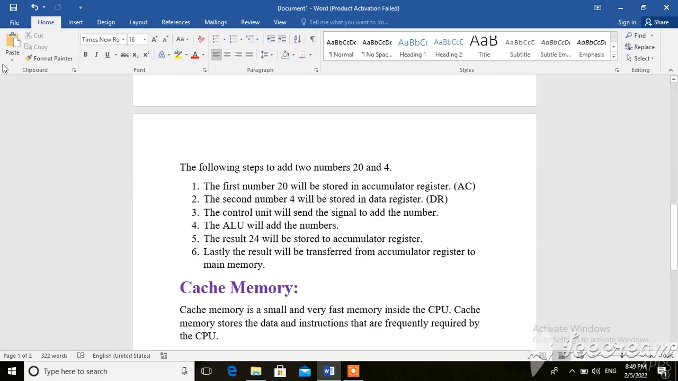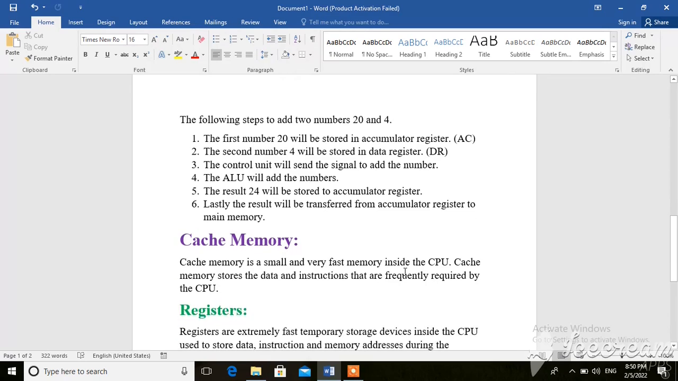The following are the steps to add two numbers 20 and 4. Number 20 will be stored in the AC register and the second number 4 will be stored in the data register. The control unit will send the signals to add the numbers and the ALU will add the numbers. The result 24 will be stored in the accumulator register. Lastly, the result will be transferred from the accumulator register to main memory.